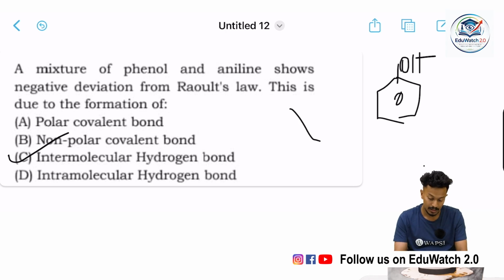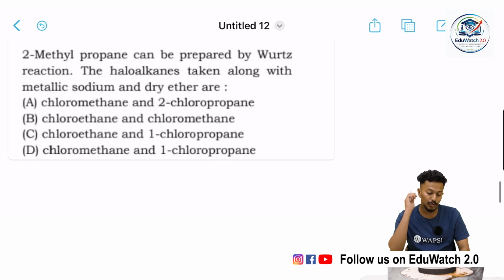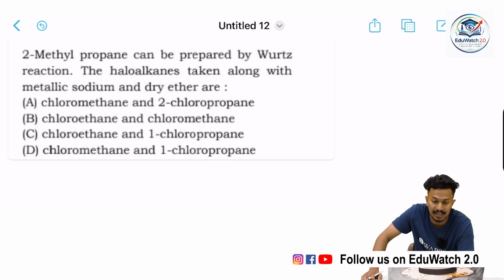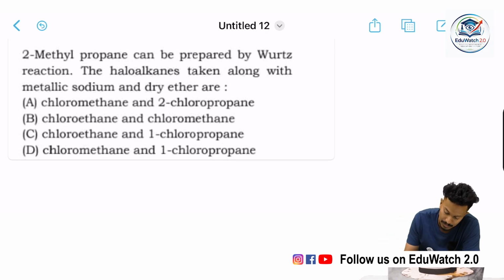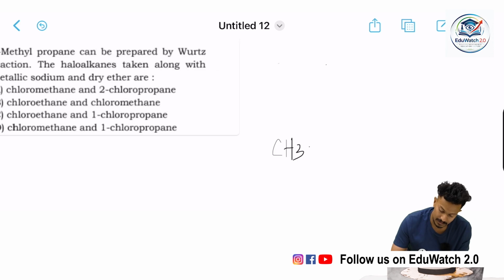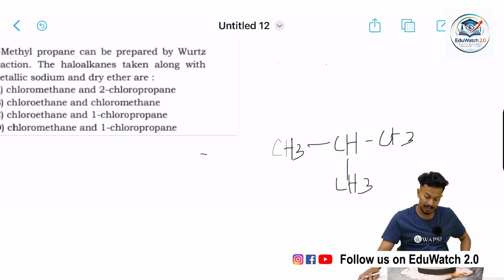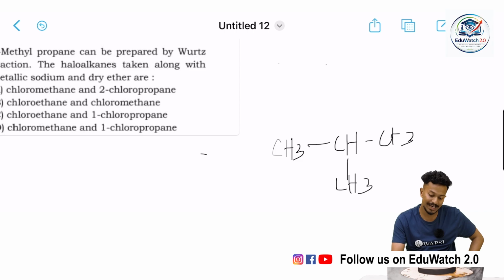Okay. Our next question is, 2-methyl propane can be prepared by Wurtz reaction. The haloalkanes are taken along with metallic sodium and dry ether. Okay, this is our question. 2-methyl propane. What do we mean by 2-methyl propane? CH3, CH3. This is our 2-methyl propane. We have to prepare this through the Wurtz reaction method. What is the Wurtz reaction method?